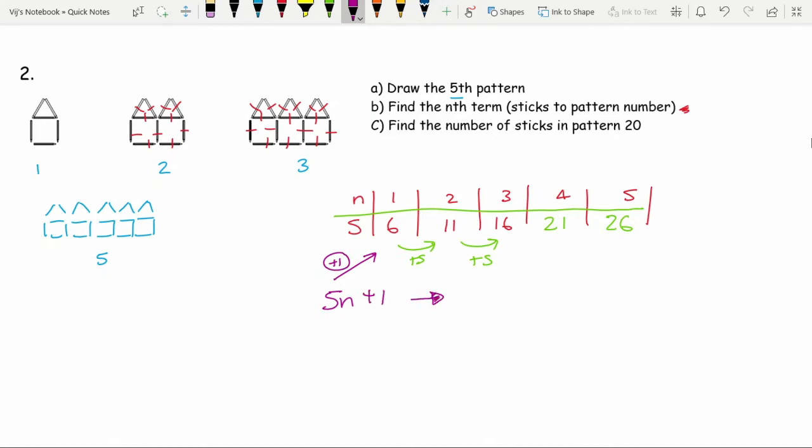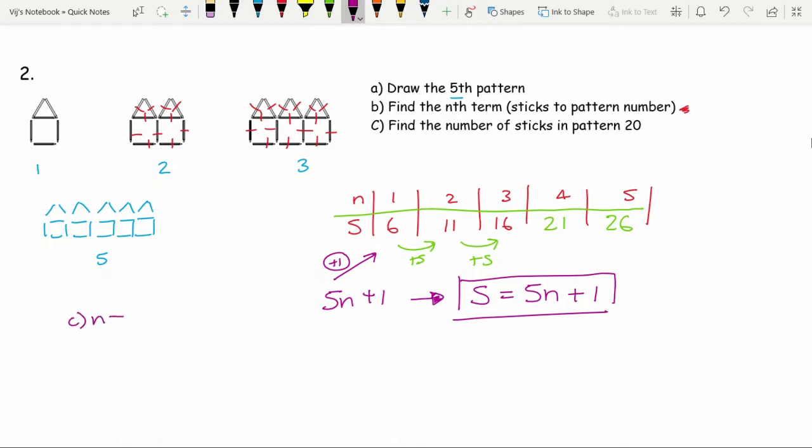Now again, because we're dealing with a pattern, we want to relate it to what this actually shows. So the number of sticks is equal to 5 times the pattern number, which we're going to call n, plus 1. And that there is our formula. Now again, make sure you know the difference between my s's and your 5's, because at times they can look very, very similar. So moving on to question C.